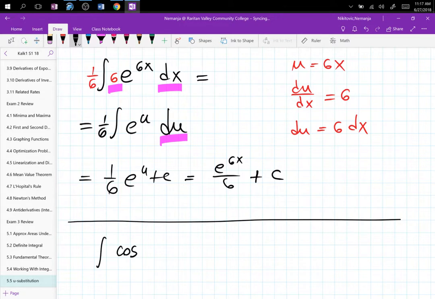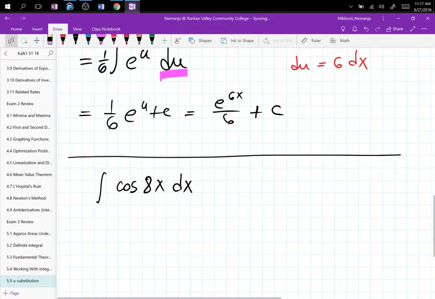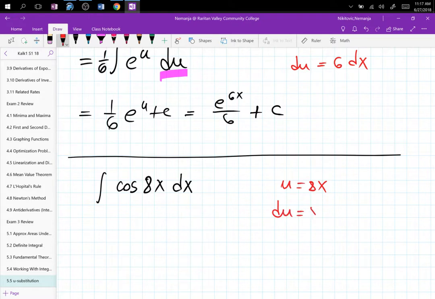So cosine of 8x dx. This problem suffers from the same issue, right? Oh, if I just had cosine x, right? So let me use the substitution u equals 8x to fix that. And then du immediately is going to be 8 dx. You quickly learn that you just take the derivative and you put the dx on the right. That's going to hopefully be second nature on problem number 3 when you do it.